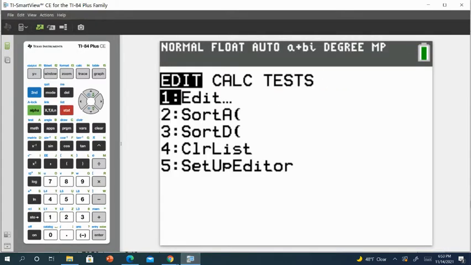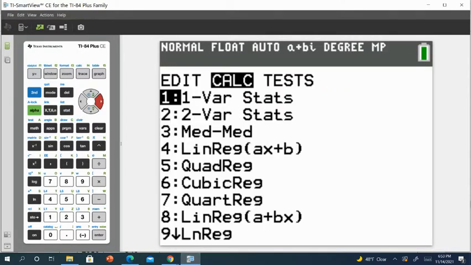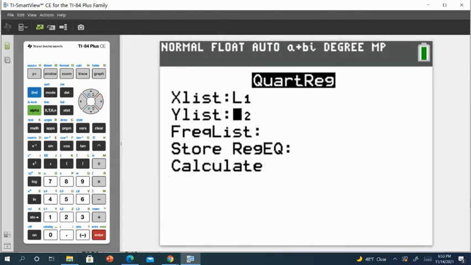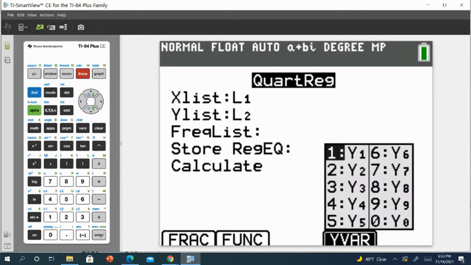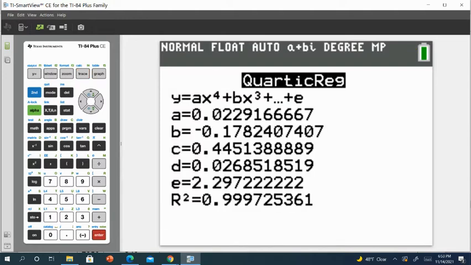All right, now we got to do the same thing for quartic. So I'm going to go back, stat, calc. Quartic is number 7. Select number 7. Enter, enter, enter. Alpha trace. Enter, enter, enter. R squared is down here at the bottom. It's 0.9997.